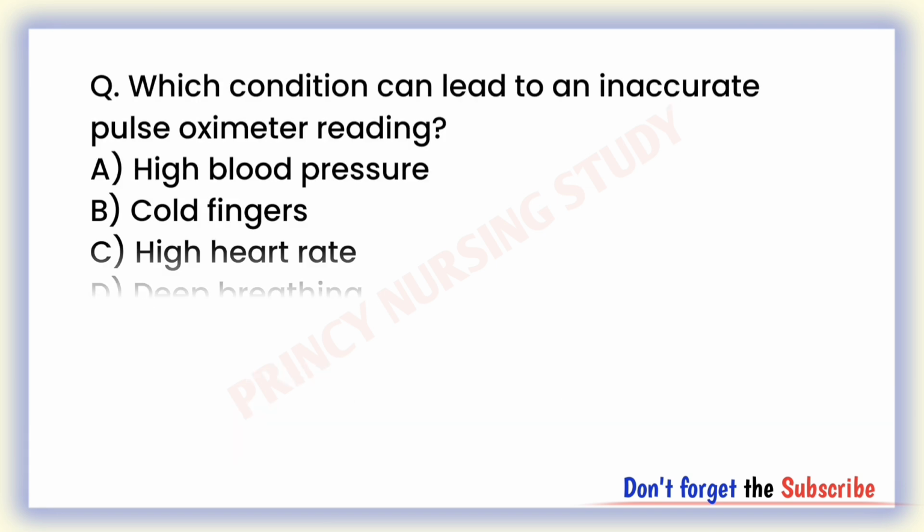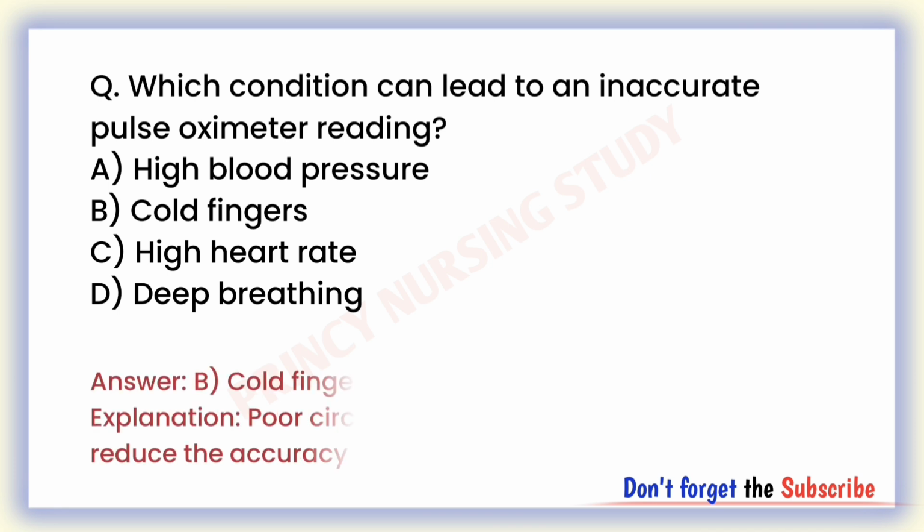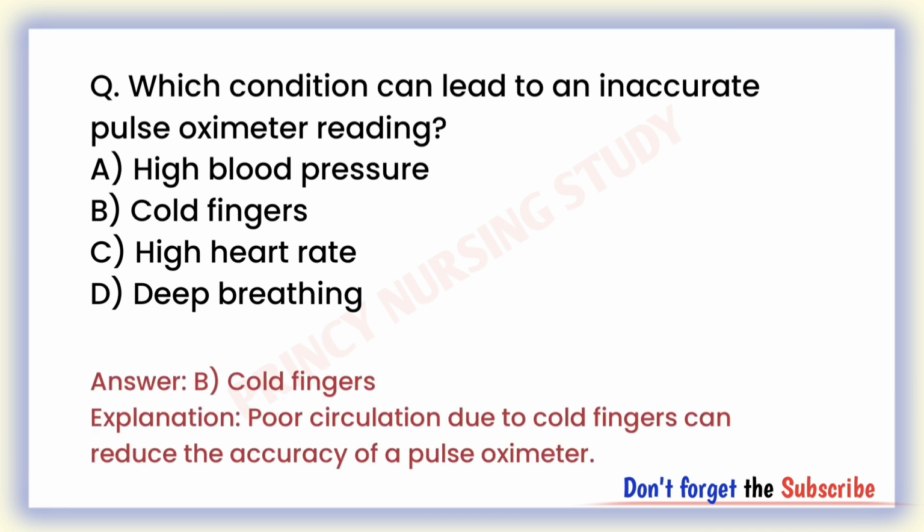Next question. Which condition can lead to an inaccurate pulse oximeter reading? Correct answer is B. Cold fingers. Poor circulation due to cold fingers can reduce the accuracy of a pulse oximeter.